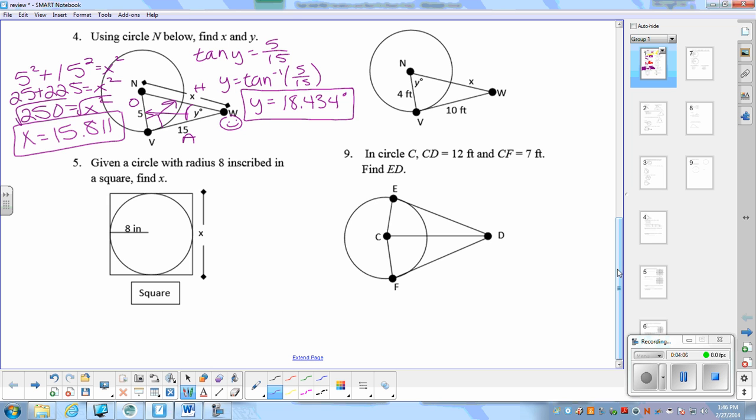Given a circle with a radius of 8 inscribed in a square, find x. Well, I know the whole line would be 16, which means this bottom side would be 16, and since it's a square, all of my sides are going to be 16 inches.